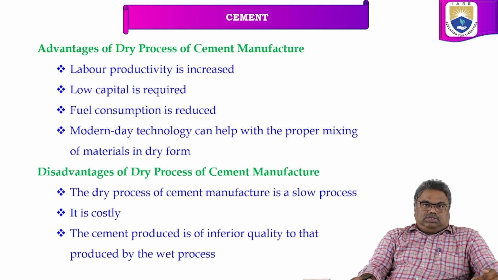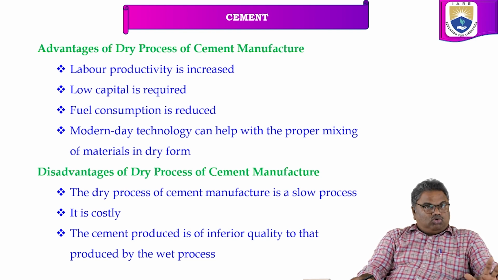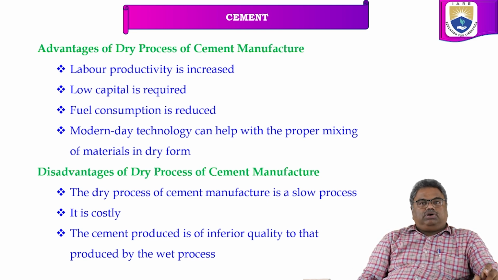What are the disadvantages? The dry process of cement manufacturing is a very slow process, and it is costly also. The cement produced is of inferior quality to that produced from the wet process, so we cannot ensure that quality from the dry process of cement manufacturing. So these are the advantages and disadvantages of the dry process.